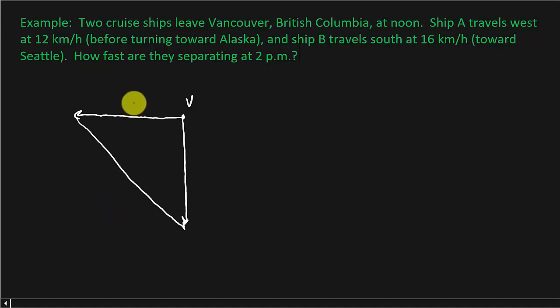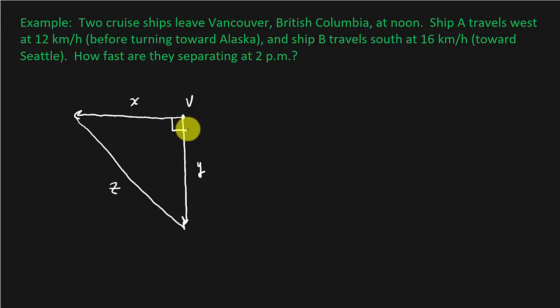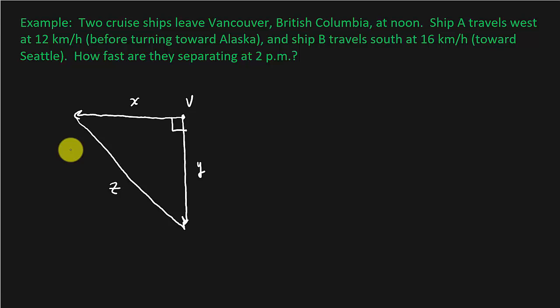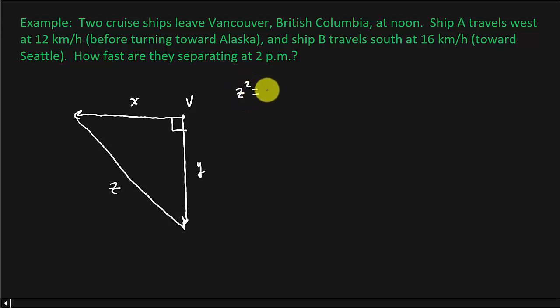So let's just label this thing. We'll label it x, y, and z. And of course this is a right angle. So what's our equation? Well, it doesn't really tell us anything, but we do have a right triangle, don't we? What do we know about a right triangle? Well, we know that z squared is equal to x squared plus y squared, right? Pythagorean theorem.